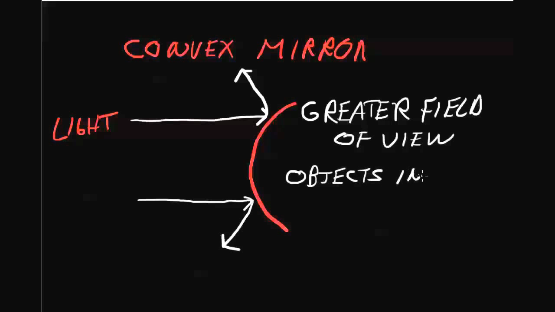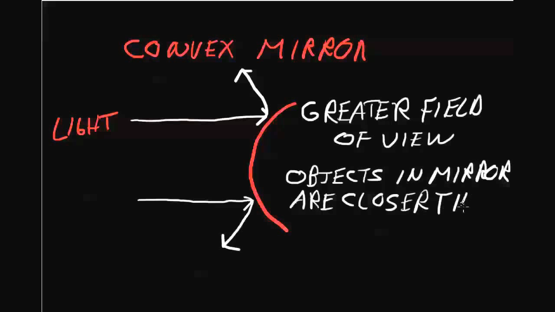Objects in mirror are closer than they appear. And again, the big advantage when you start using a convex mirror is you get a greater field of vision. So that's all we're going to cover as far as mirrors. In the next one, we're going to look at refraction and a couple different types of lenses.